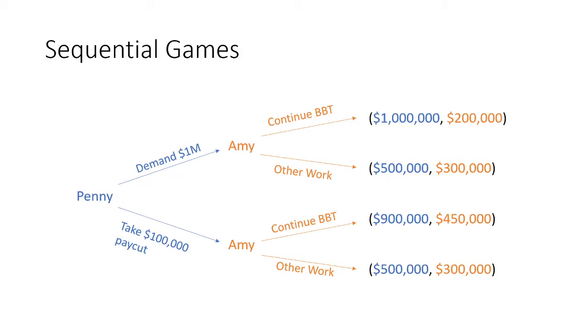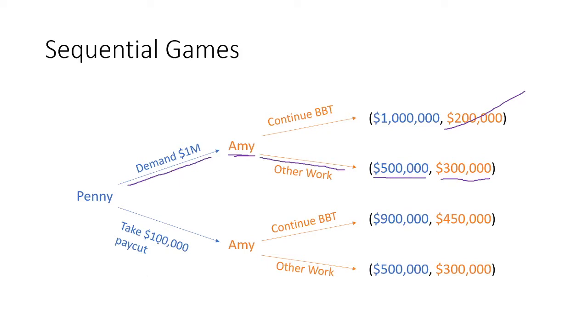Okay? So, if we put ourselves in Penny's shoes, should she decide to demand her $1 million or take a $100,000 pay cut? If Penny demands $1 million, then Amy gets to decide if she wants to continue Big Bang Theory or to choose to go to other work. So, if you're Amy in this situation, would you continue Big Bang Theory or go to other work? Do you want $200,000 or $300,000? Well, 300 is more than 200, so you would want to be here, which means that Penny would get $500,000.